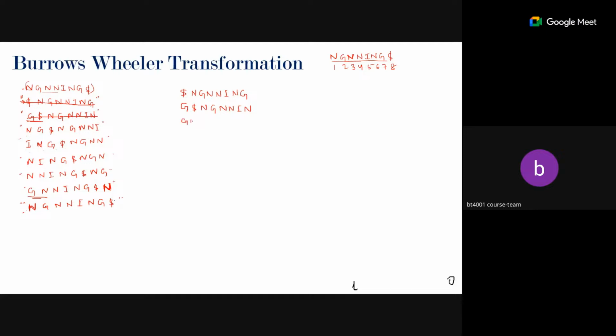So GNNING dollar N. I don't want to rush. Let me know if you are confused or if this is clear. Yeah, this is good. So now what will come next then? ING dollar NGNN. Okay. Now what will come next?